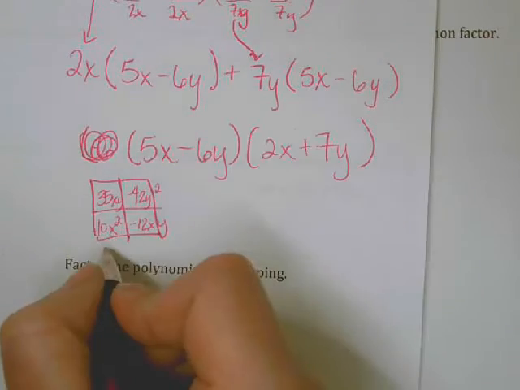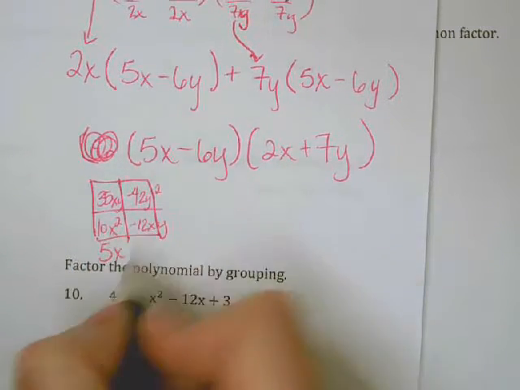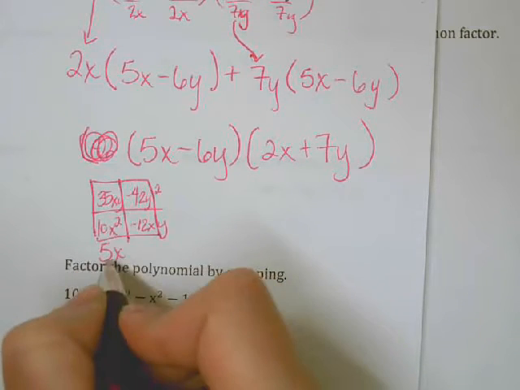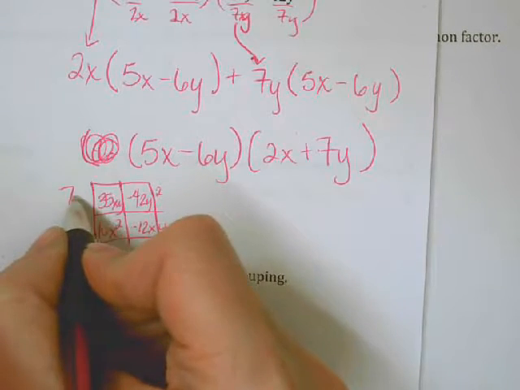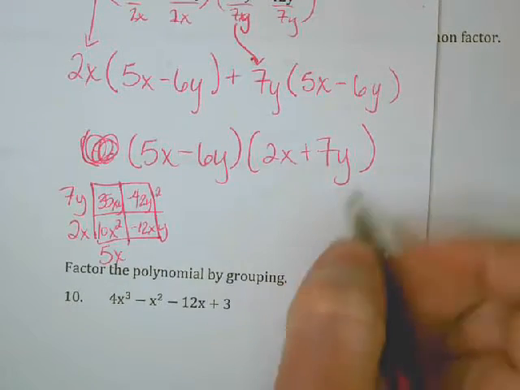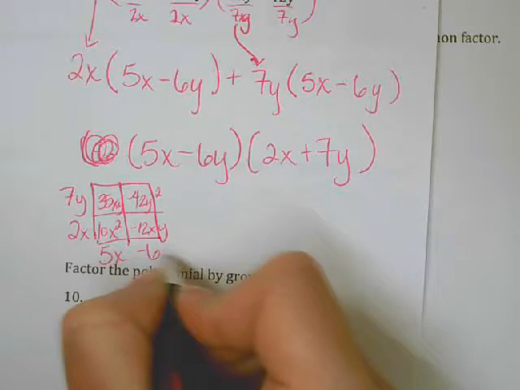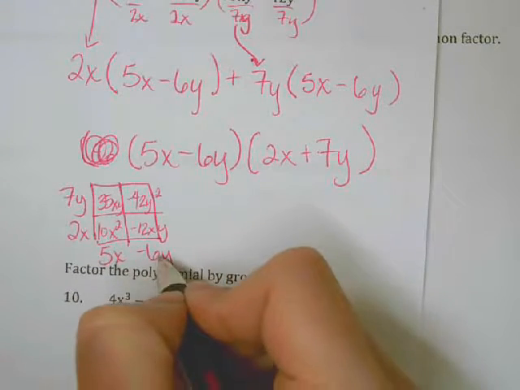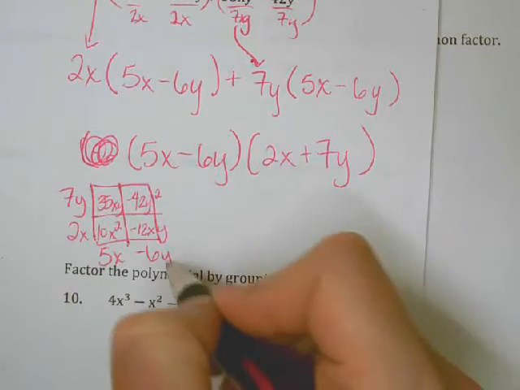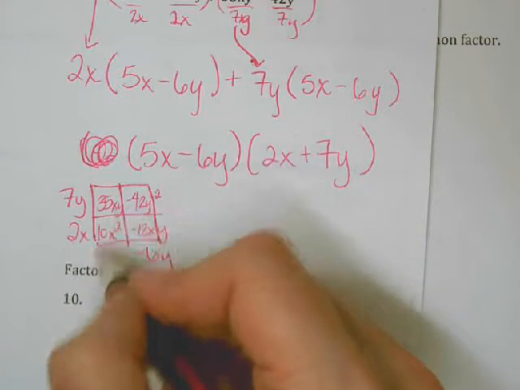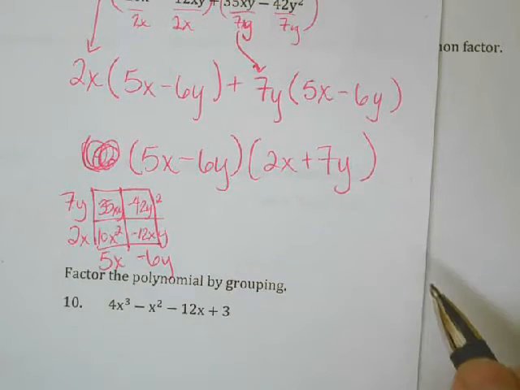10 and 35 are both divisible by 5. This one has an x squared, this one has an x, so I can take an x out of there. 5x, or 10x squared divided by 5x gives me 2x. 5x times 7y is going to give me 35y squared, or sorry, 35xy. 2x times negative 6y is going to give me negative 12xy. And 7 times negative 6 gives me negative 42. Y times y gives me y squared. So once again, I have this 5x minus 6y and 2x plus 7y.